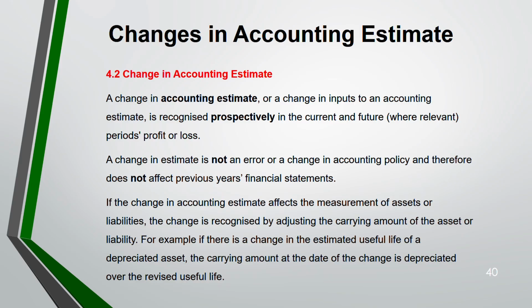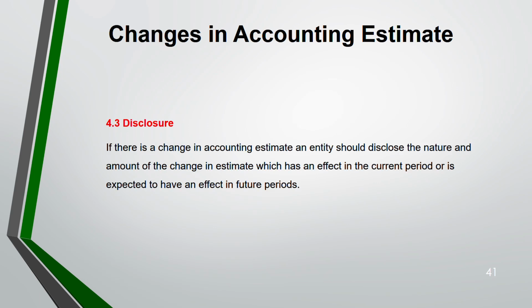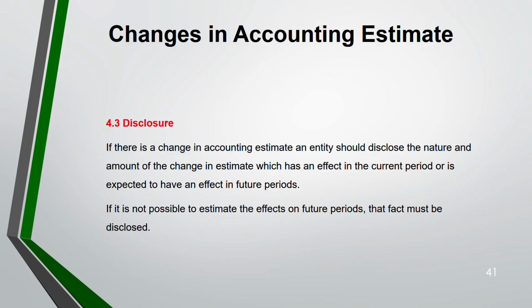Okay. Now, disclosure for accounting estimate. If there is a change in accounting estimate, the entity has to disclose the nature and the amount of the change in the estimate, which has an effect in the current period or in the future. If it is not possible to estimate the effect on the future, at least disclose the fact.